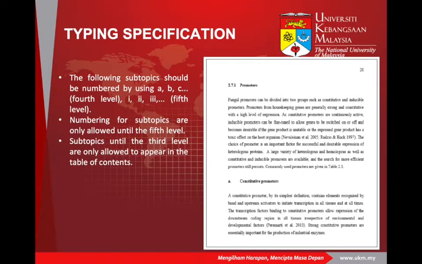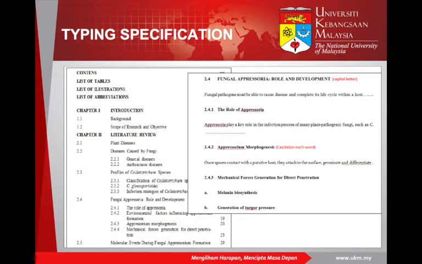subtopics until the third level are only allowed to appear on the list of contents. So this is your list of content. The maximum decimal numbers is only 3. This is until the third level only. Although in the body of text you have more subheadings after the third level. You have the fourth level, A and B, but you don't put it in your list of contents.